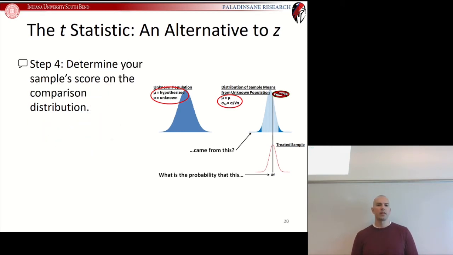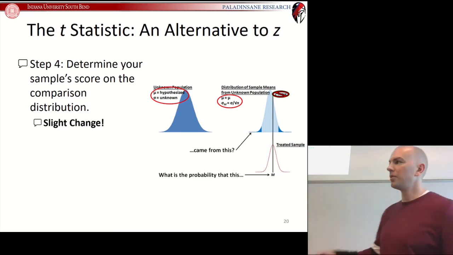And then step 4, determine your sample score on the comparison distribution. So take our sample's mean and find out where it is on our comparison distribution. This is going to have a very slight change. It's kind of a blink and you'll miss it change. I'll highlight it, but really it's going to be the same old thing that we were doing with z-scores.